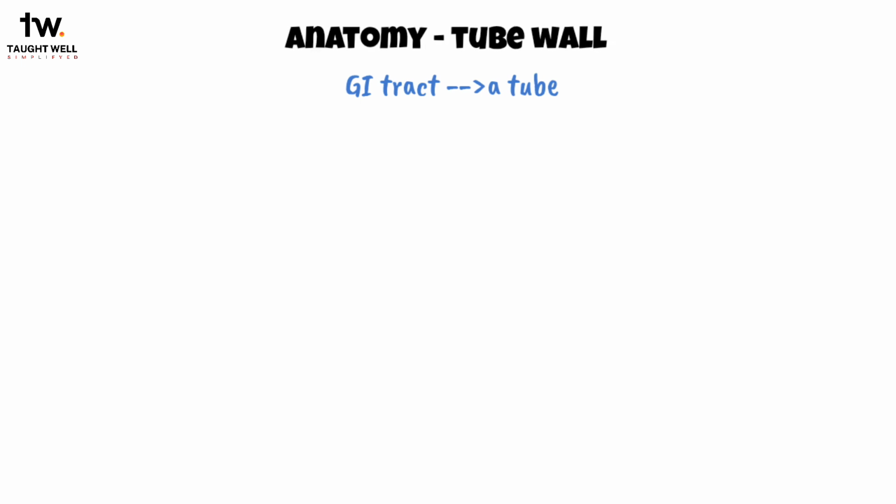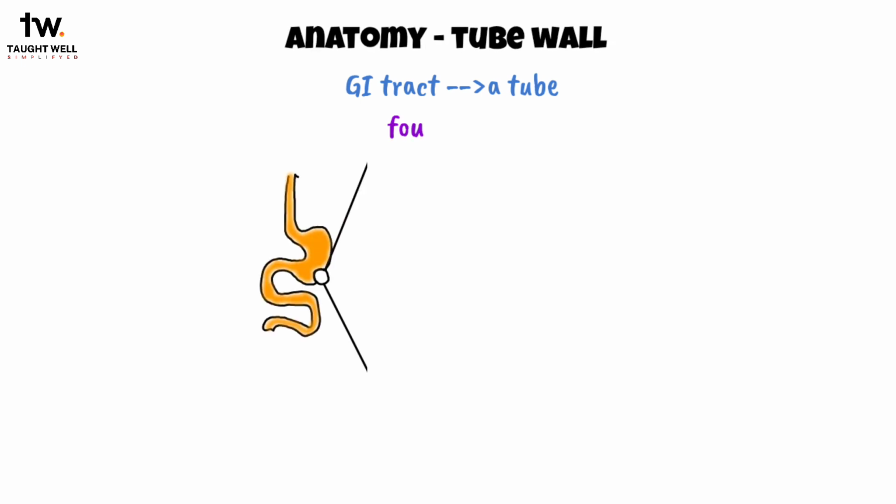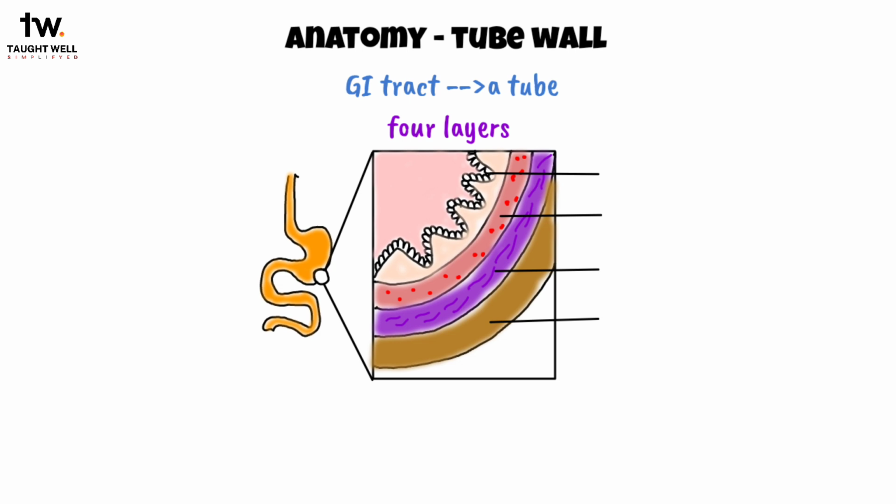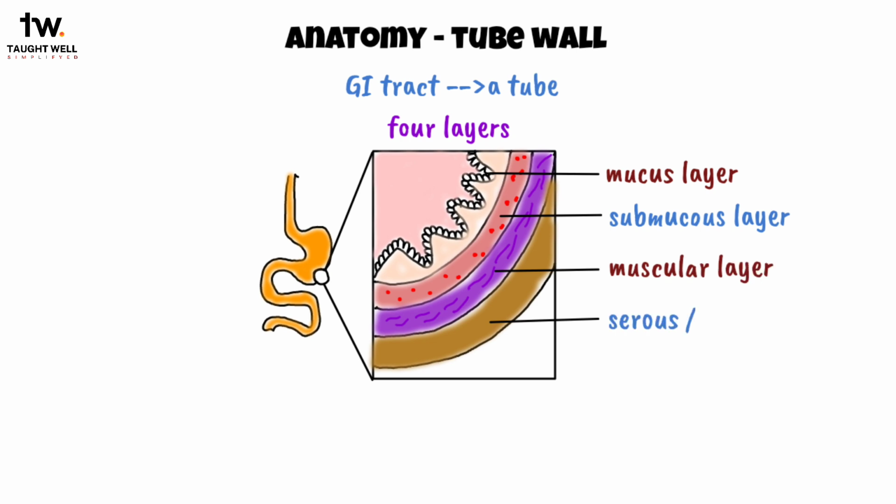As we discussed earlier, the GI tract is essentially a tube. Let's discuss the anatomy of the wall of this tube. In general, the wall of the GI tract is formed by 4 layers, which are from the inside out: the mucous layer, submucous layer, muscular layer, and the serous or fibrous layer.